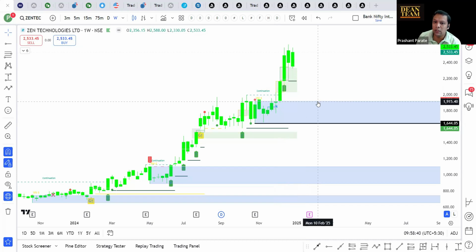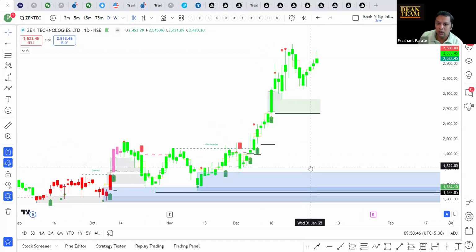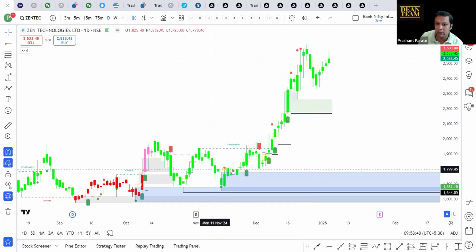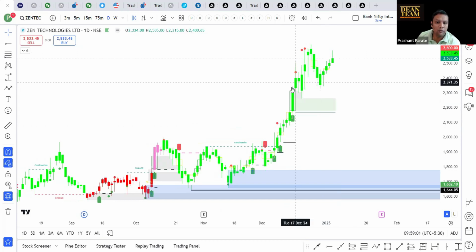And if it comes down here again, if you want to add, you can add, but stop loss will be below 1644. And on daily chart also, buying area is way down. So you cannot keep this kind of very big stop loss. So if there is a selling pressure kind of thing, just book some partial profit, and then you can look for final exit below this level.